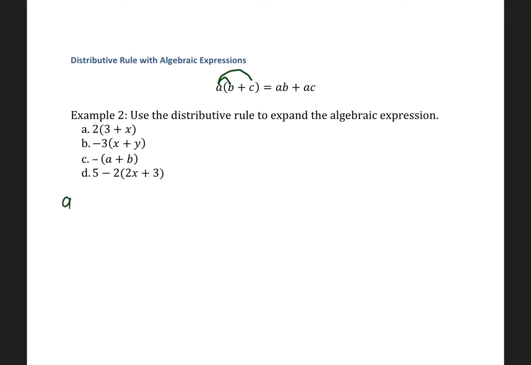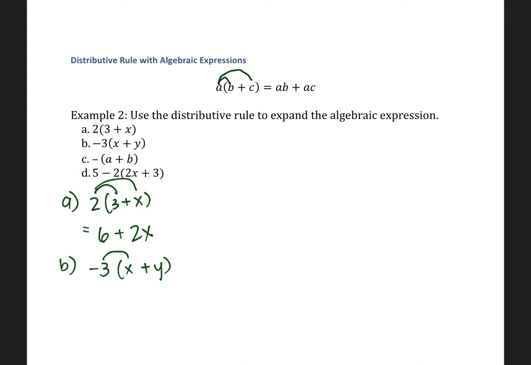So for letter A, we have 2 times 3 plus x. I'll just distribute that 2 to 3. So we have 2 times 3 plus 2 times x, 2x. For letter B, negative 3 now times x plus y. So now we'll distribute this negative 3 to x. Negative 3 times x is negative 3x. Negative 3 times y is negative 3y.